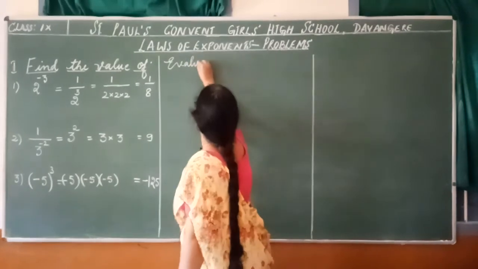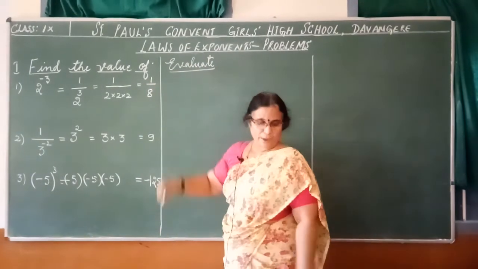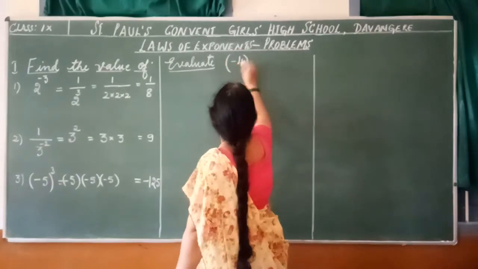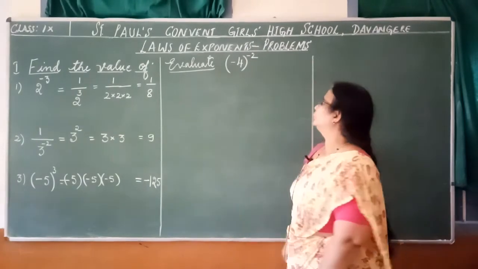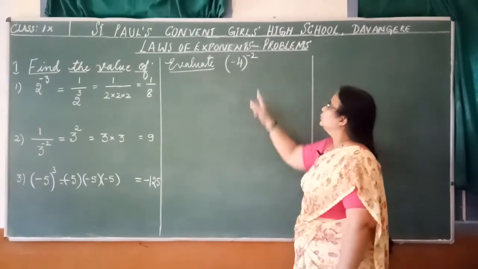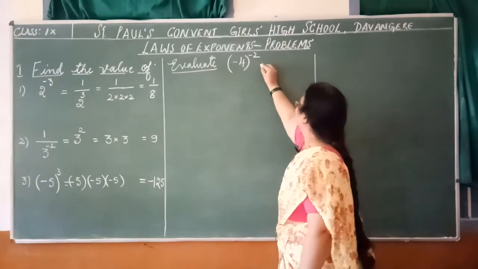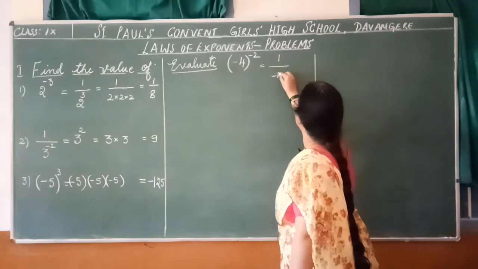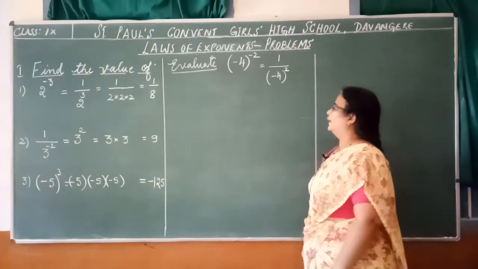The same question may be asked in a different way. Evaluate. Evaluate is nothing but finding the value. Minus 4 whole to the power of minus 2. So we have a negative index with a negative base. So how to rewrite it as positive? 1 by minus 4 whole to the power of plus 2, minus 4 square.